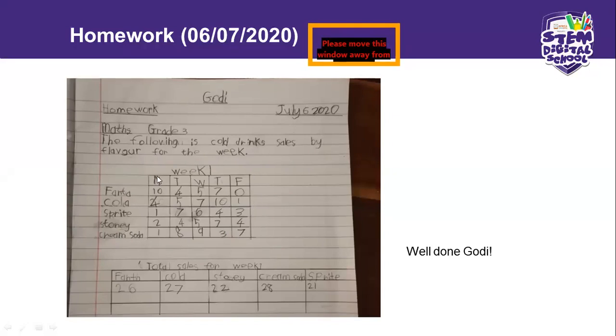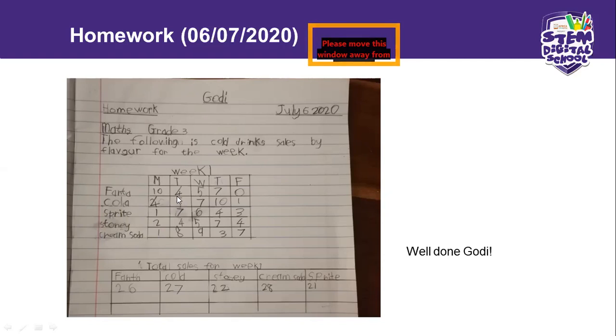Here he's got week 1: Monday, Tuesday, Wednesday, Thursday, and Friday. So which cool drinks were sold? The first one is Fanta, Coke is the second one, the third one is Sprite, the fourth one is Stony, and the fifth one is cream soda.